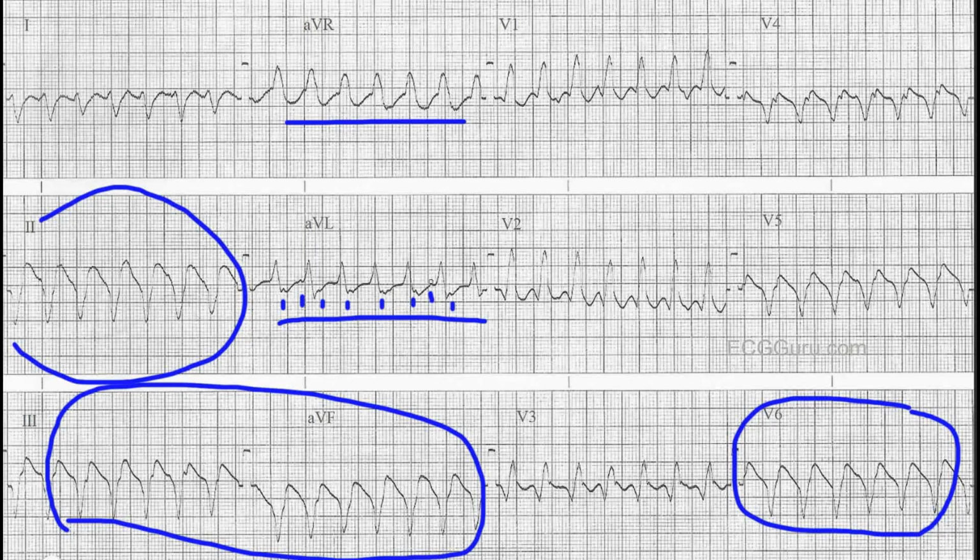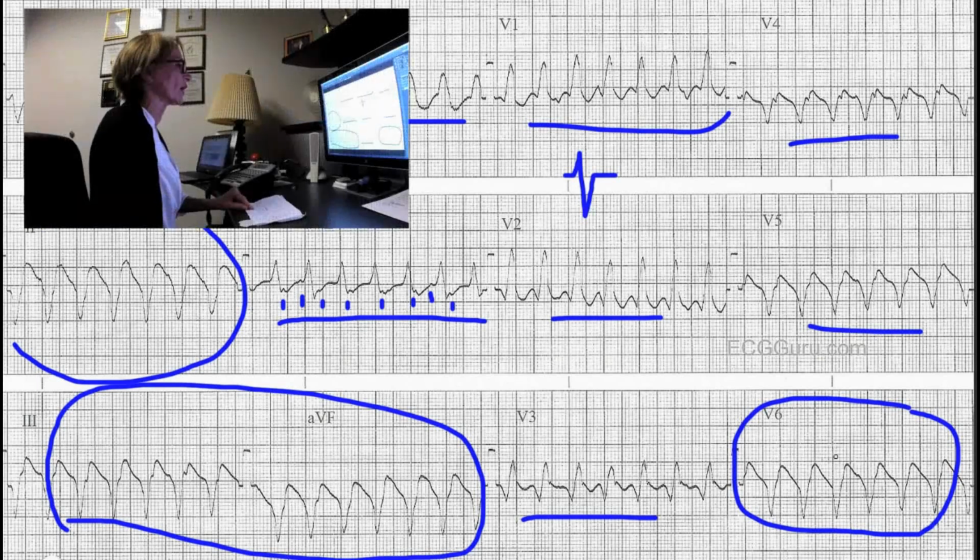When I look again at V1, it is upright, but it doesn't have the right bundle branch block pattern, so that's another clue. And let's look for RS pattern in any of the V leads. R goes up, S goes down. I have RR prime in V1. I have possibly QR or RR prime in V2, QR in V3, QS in V4, QS in V5. No, I have no RS patterns, so that favors VTach.